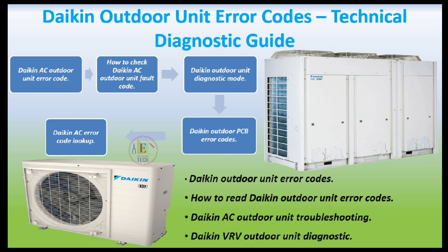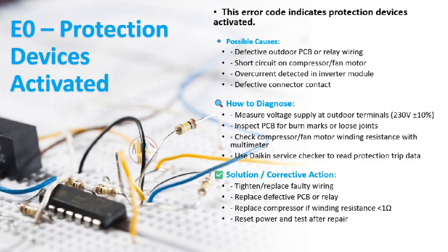Correct reading of Daikin outdoor unit error codes helps prevent repeated breakdowns and major component failure. Error code E0 indicates that the system protection devices have been activated. This usually occurs due to a defective outdoor PCB, relay wiring issues, or a short circuit in the compressor or fan motor. It may also happen when overcurrent is detected in the inverter module or when connector contacts are defective.